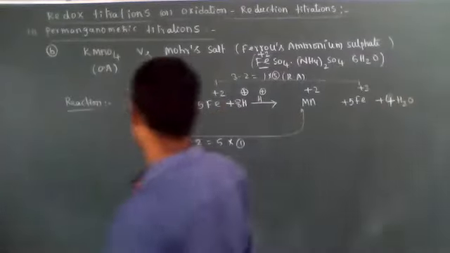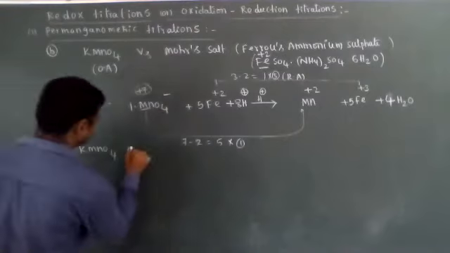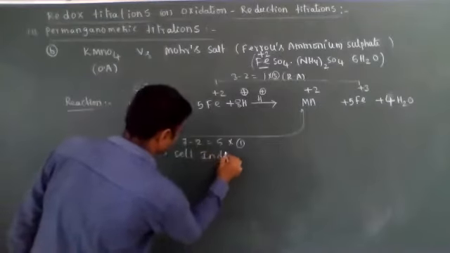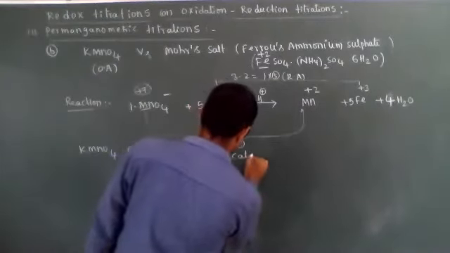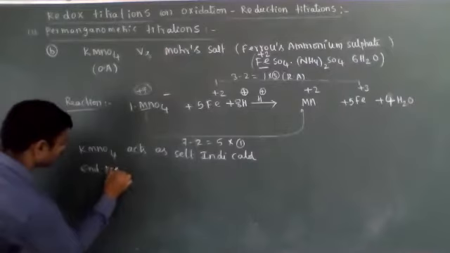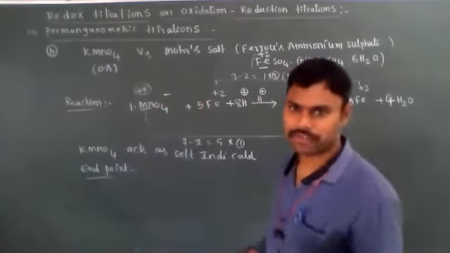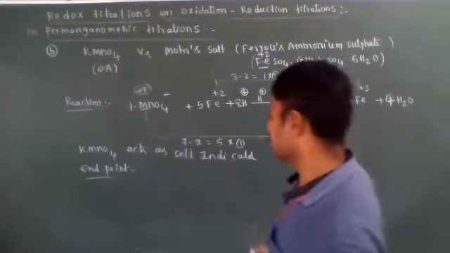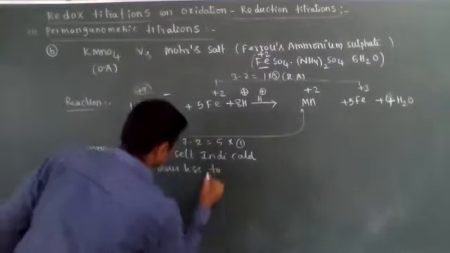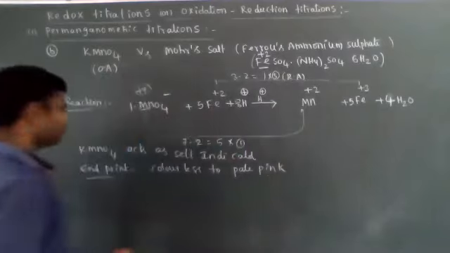Okay, students, see, in this reaction, KMnO4 acts as a self-indicator. Now, the endpoint of this titration: how can we identify the endpoint? By seeing the color or physical change. Physical change means the color will change. How will the color change? Colorless to pink color or pale pink color.